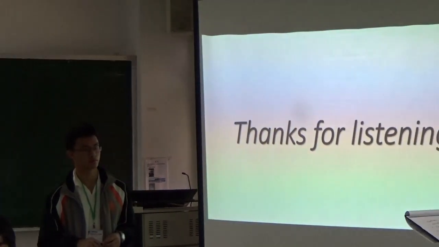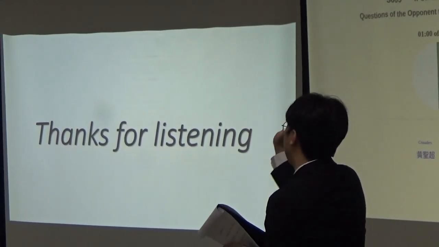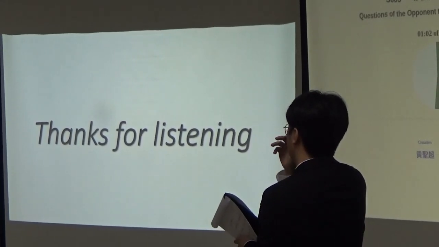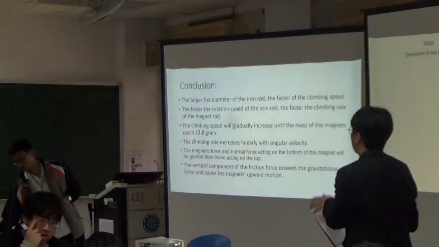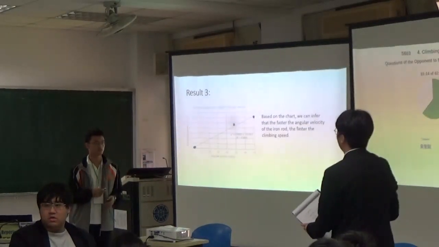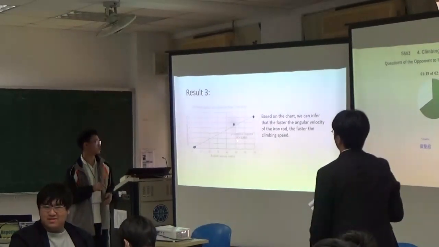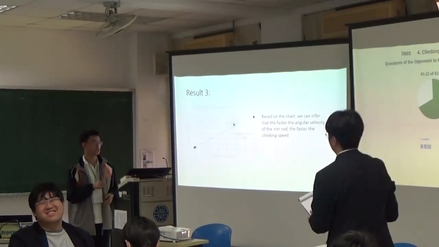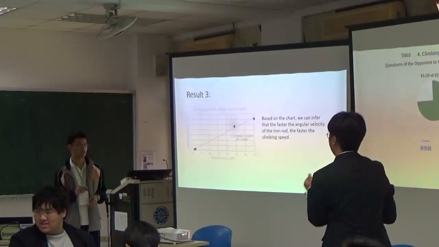Okay. Do you have any theory to prove that the climbing rate is linear with the angular velocity? Because your result seems to be all linear. According to its proof, how do you fit this? How do you get the line? We calculate. So you use the data to analyze. Yeah. Okay, I got it.